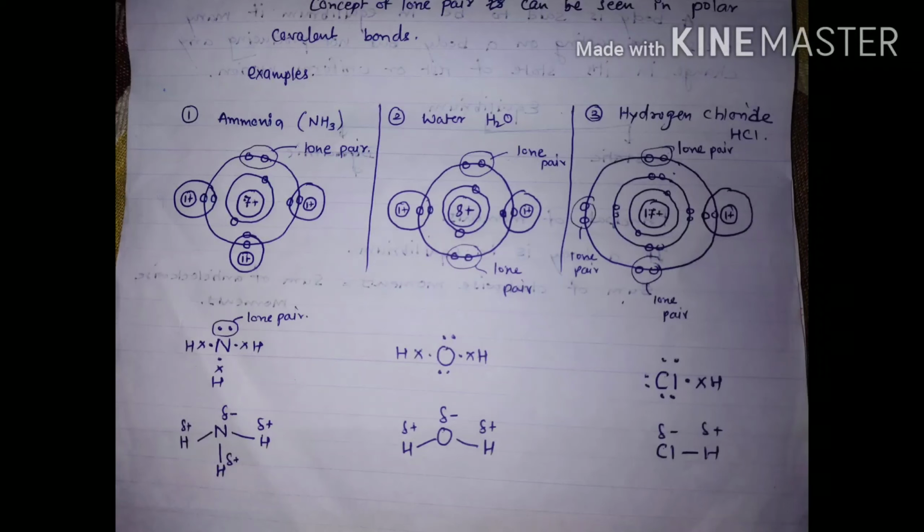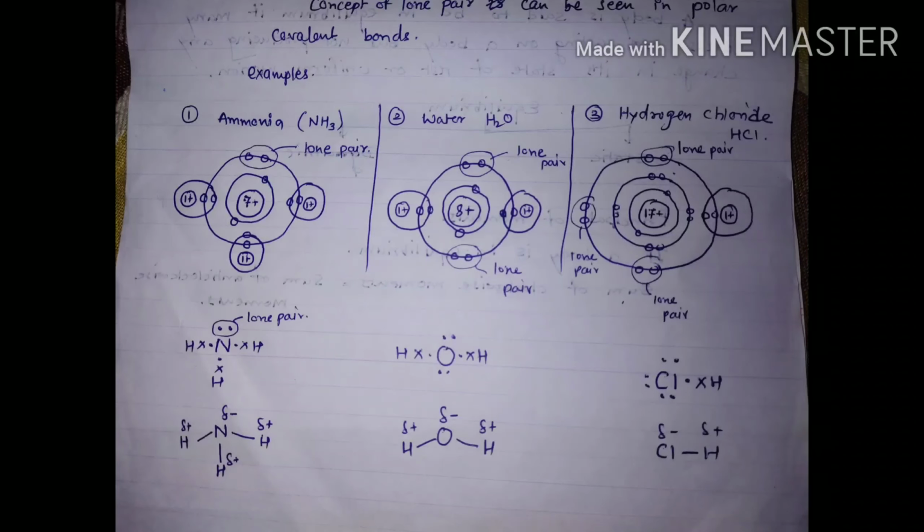nitrogen has shared 3 electrons, and one pair of electrons, means 2 electrons, are remaining in the outermost shell which are unshared. Such a pair of electrons is called a lone pair of electrons. In case of ammonia, there is a single lone pair of electrons.